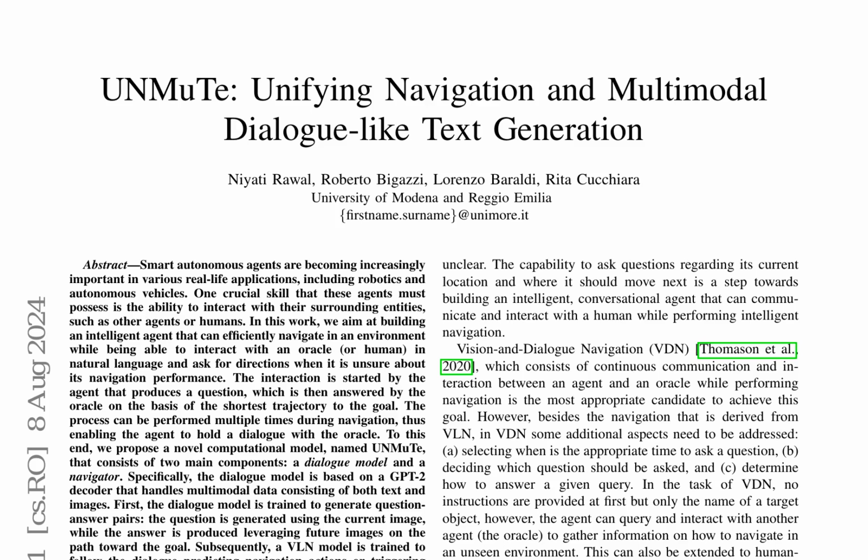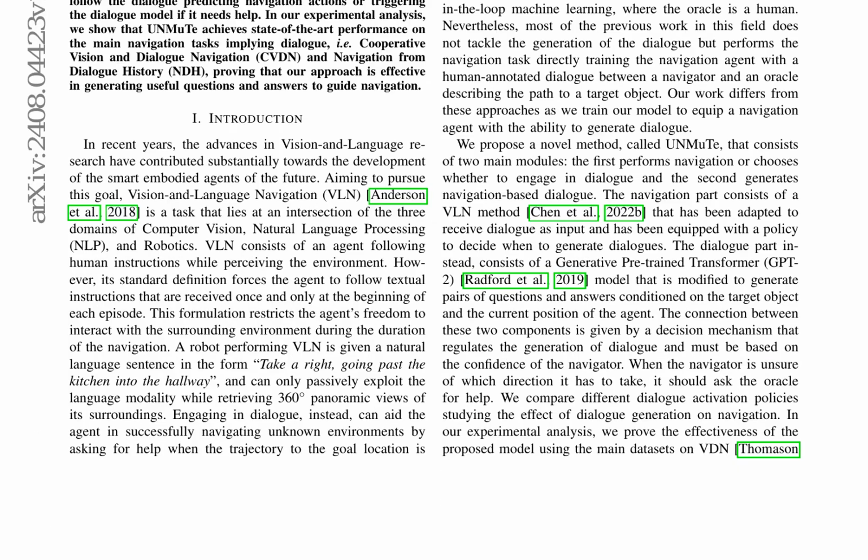In the realm of artificial intelligence and robotics, the development of smart autonomous agents has garnered significant attention in recent years. These agents are designed to interact with their surroundings, including other agents or humans, through natural language. This paper introduces a novel computational model called UNMuTe, which consists of two main components: a dialogue model and a navigator. The dialogue model is based on a GPT-2 decoder that handles multimodal data consisting of both text and images, while the navigator is a modified version of Duet, a VLN model that has been adapted to receive dialogue as input and has been equipped with a policy to decide when to generate dialogues.